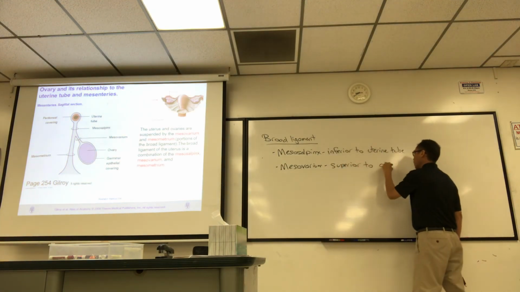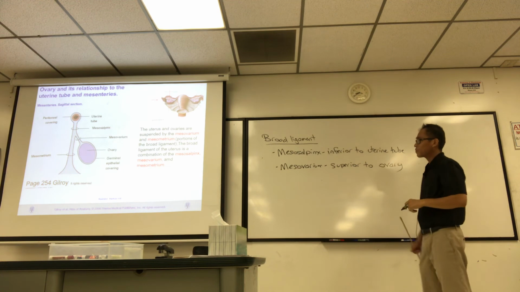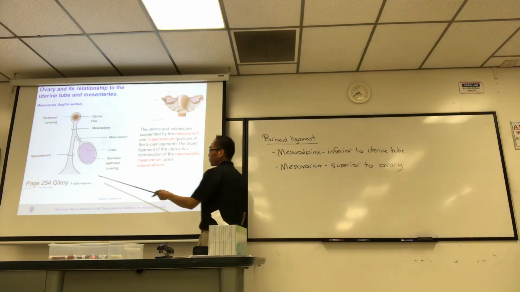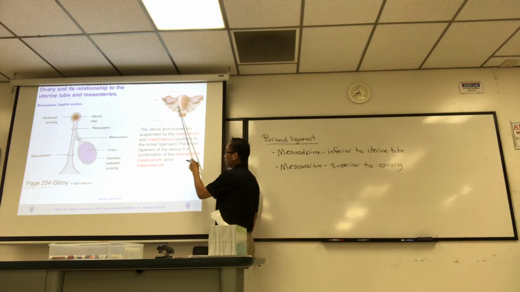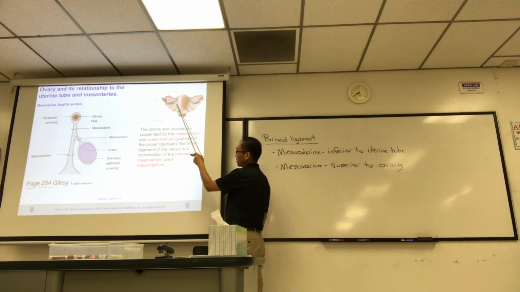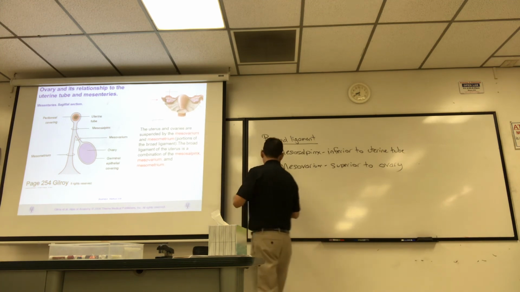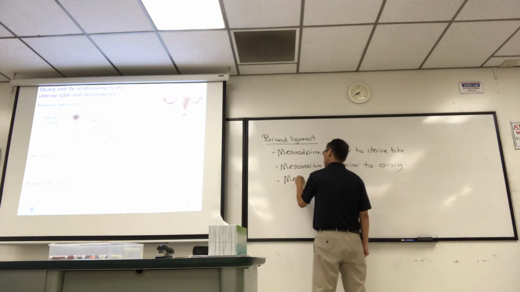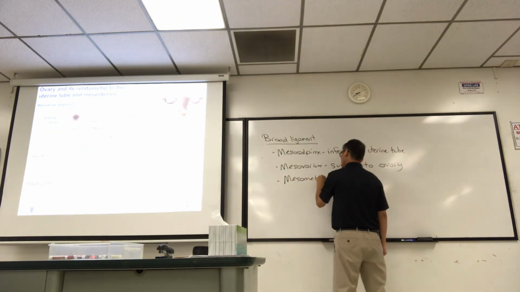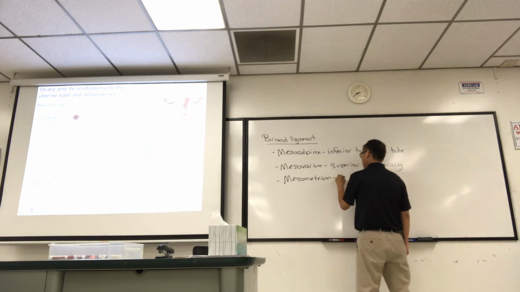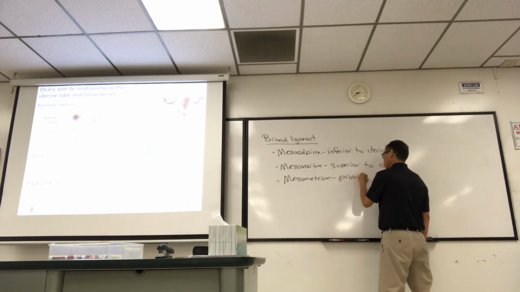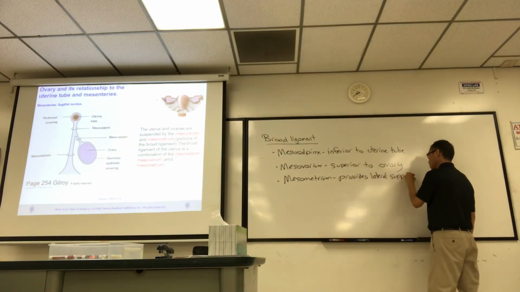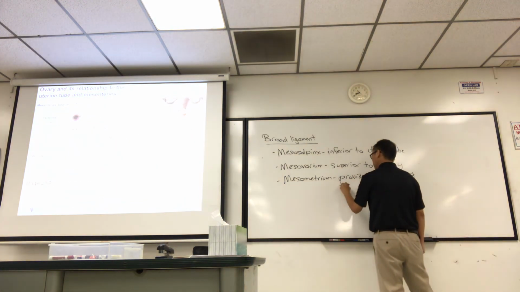Superior to ovary. That's what I'm writing. Then the largest part of the broad ligament is called the mesometrium. Now they show it there. Basically, it's pretty much all of this on the lateral aspect of the uterus. So mesometrium, I'll say it provides lateral support to uterus.